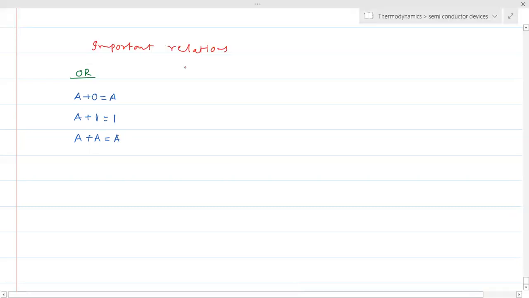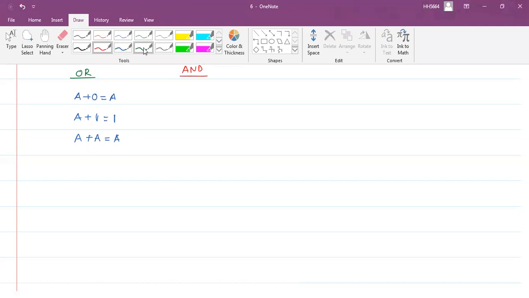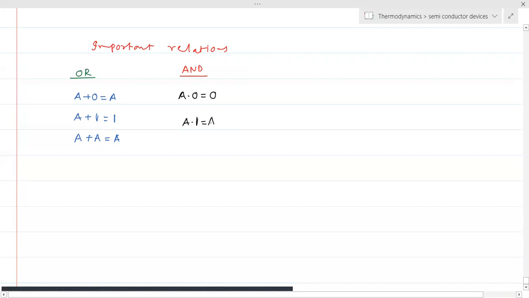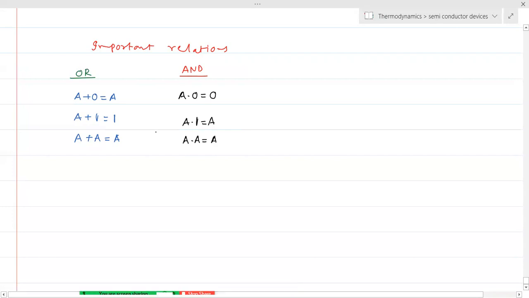And we have some AND gate relations. These are very important. For example, A dot 0. There is no need to remember this because this is common multiplication, so blindly we will multiply it and make it as 0. A dot 1, there is no need to remember this also. But this is important: A dot A is equivalent to A only. Try this: 1 into 1 means 1, or you can take 0 into 0 means 0. Of course, we have completed A dot B equal to B dot A.